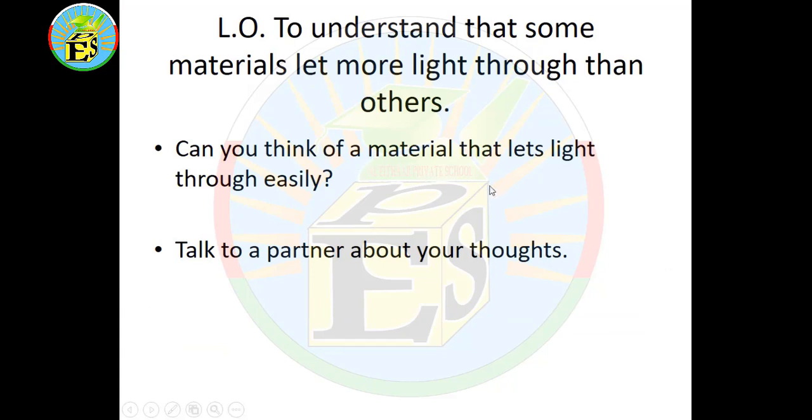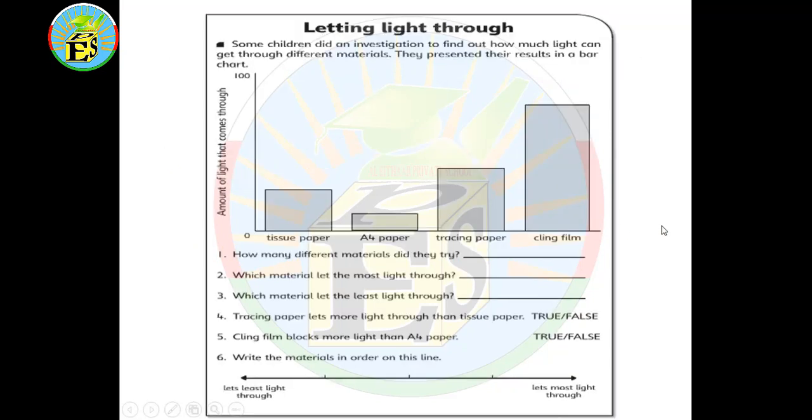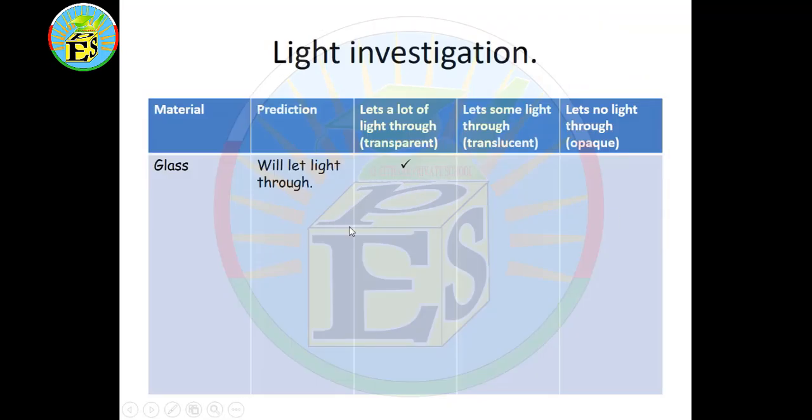Here are some questions. Can you think of a material that lets light through easily, that allows the light to pass through it? You have to write three materials which allow light to pass through them. Here is the table of investigation. You have to write a few materials and predict, or make a guess, whether the light will pass through that material or not. I gave you one example, glass. From glass the light can pass. So this is your activity. You have to write the name of the objects and tell whether the light will pass through it or not.